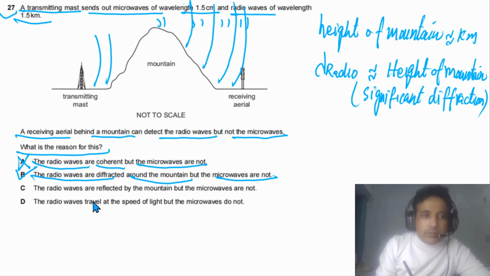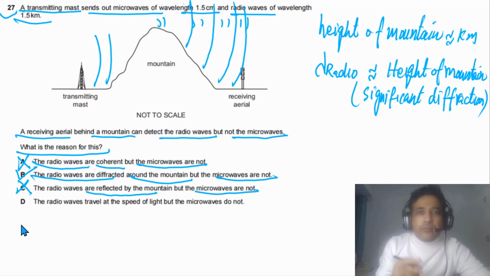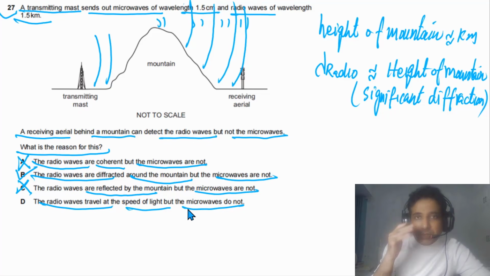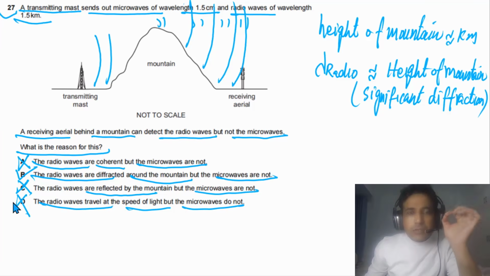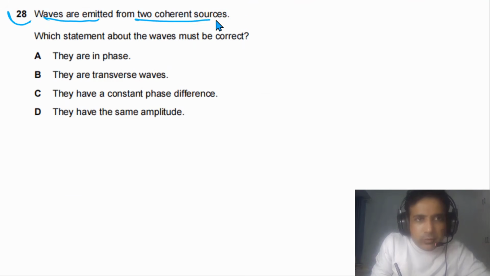The radio waves are reflected by the mountain but the microwaves are not. So this is not true. Reflection doesn't depend on wavelength. The radio waves travel at the speed of light but the microwaves do not. Radio waves and microwaves have the same speed because they are electromagnetic waves, the same type of wave in the same medium, so their speed has to be the same. So this is also incorrect. So the answer for this question is B. This is a typical question. You will see this question in other past papers as well. So this is repeated. Question number 28 says waves are emitted from 2 coherent sources.